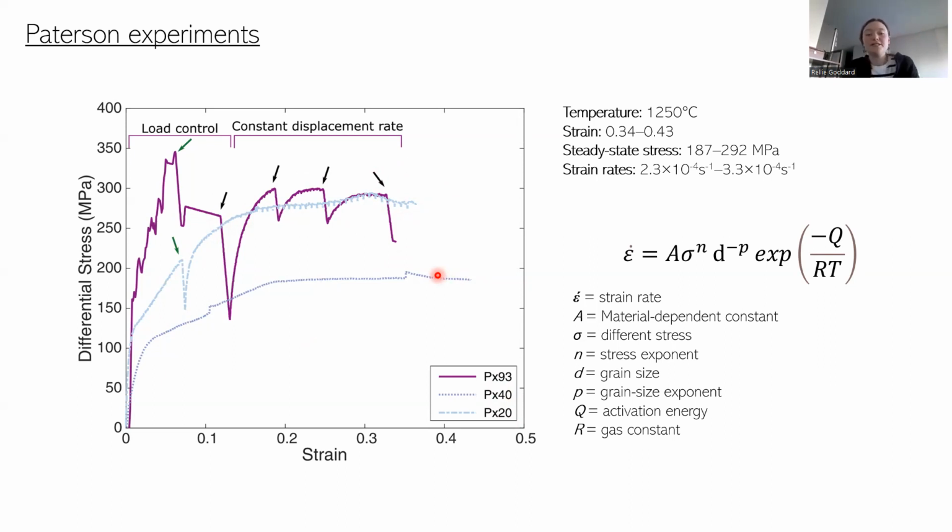So to truly compare this data, we need them to be at all the same. We need to normalize for a few parameters that affect strength. And this brings us on to these flow laws, which is how we describe the general behavior of different rocks under different deformation mechanisms. You get the strain rate, and that's a function of the stress to a stress exponent, the grain size to a grain size exponent, the activation energy, and this material-dependent constant, which is A, and then the temperature and the gas constant.